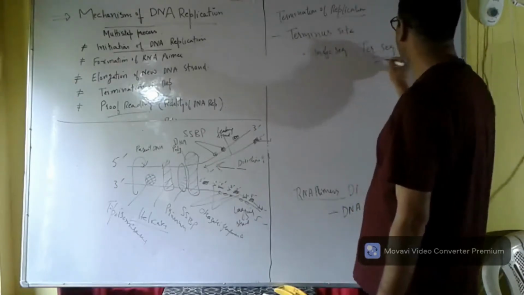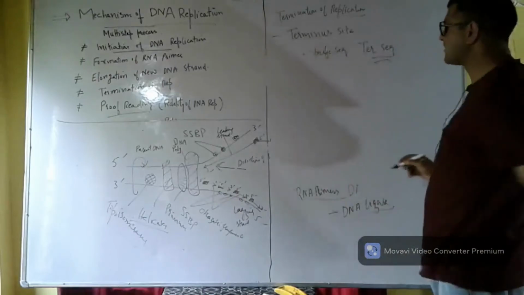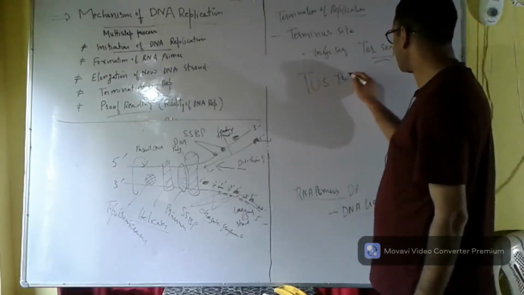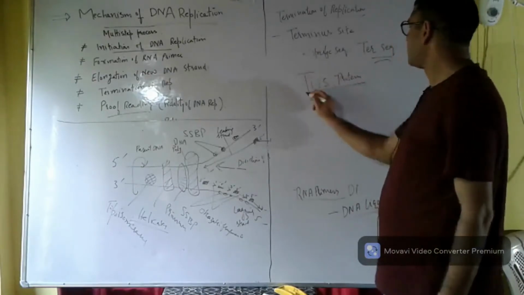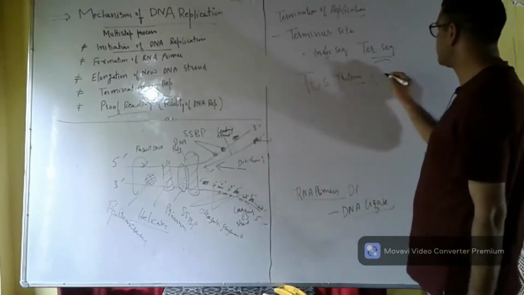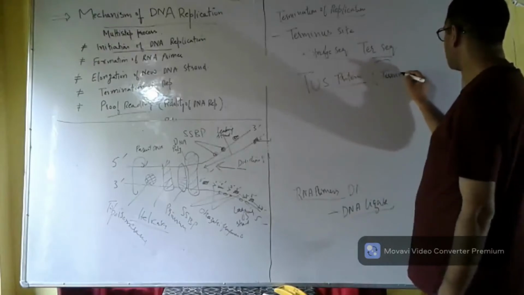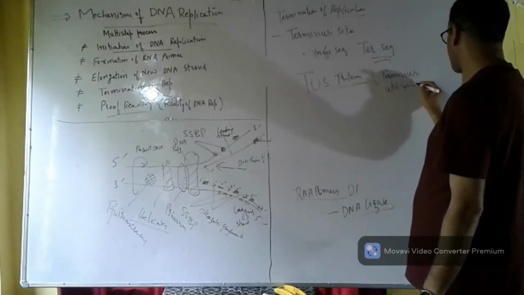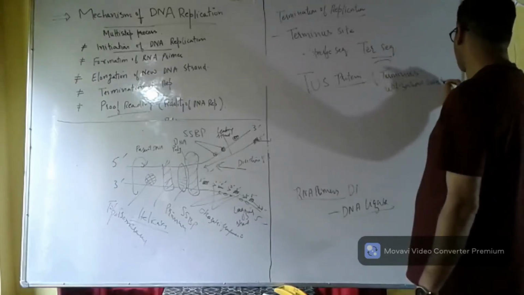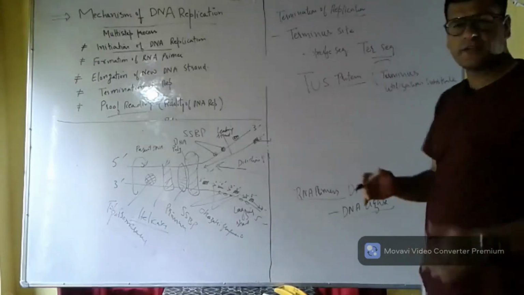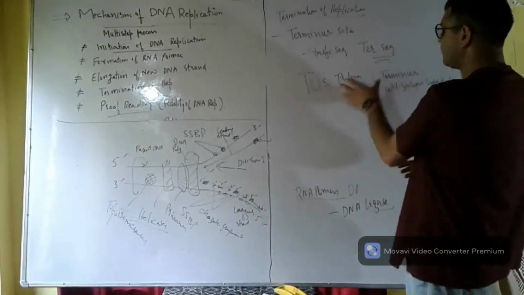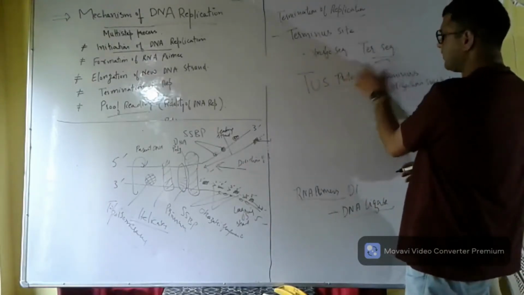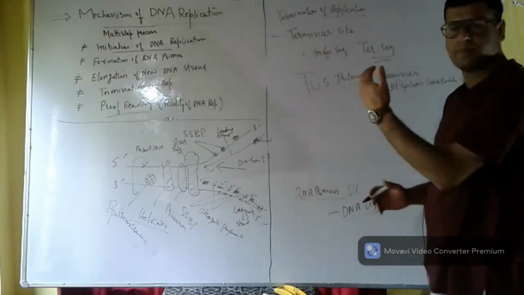This TER sequence serves as a substrate for the TUS protein. TUS means terminus utilization substrate. And when the replication fork encounters this TUS complex, then replication halts.